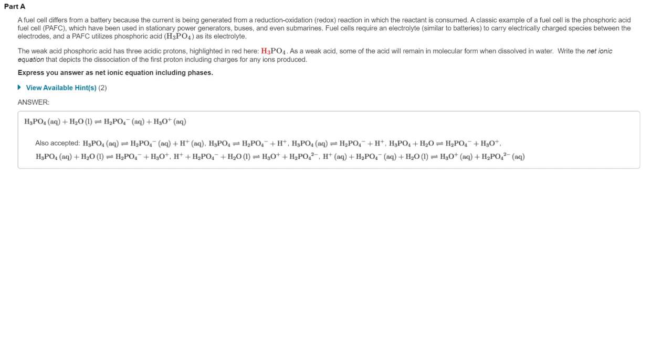Okay, so anyways, you have a weak acid, phosphoric acid. This has 3 acidic protons that are highlighted in red, and those are those ones right there. As a weak acid, some of the acid will remain in a molecular form when dissolved in water. Write the net ionic equation that depicts the dissociation of the first proton, including charges for any ions produced.